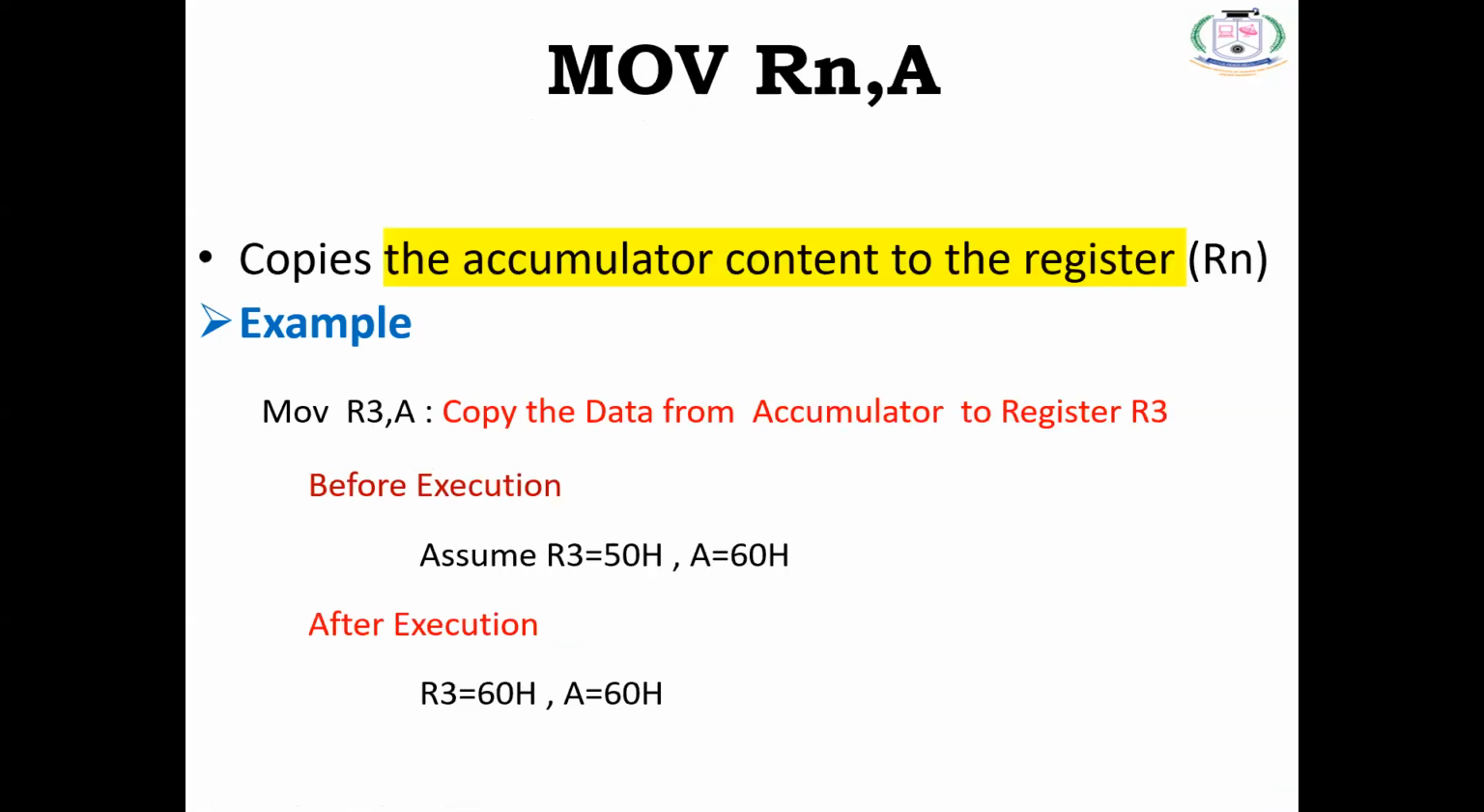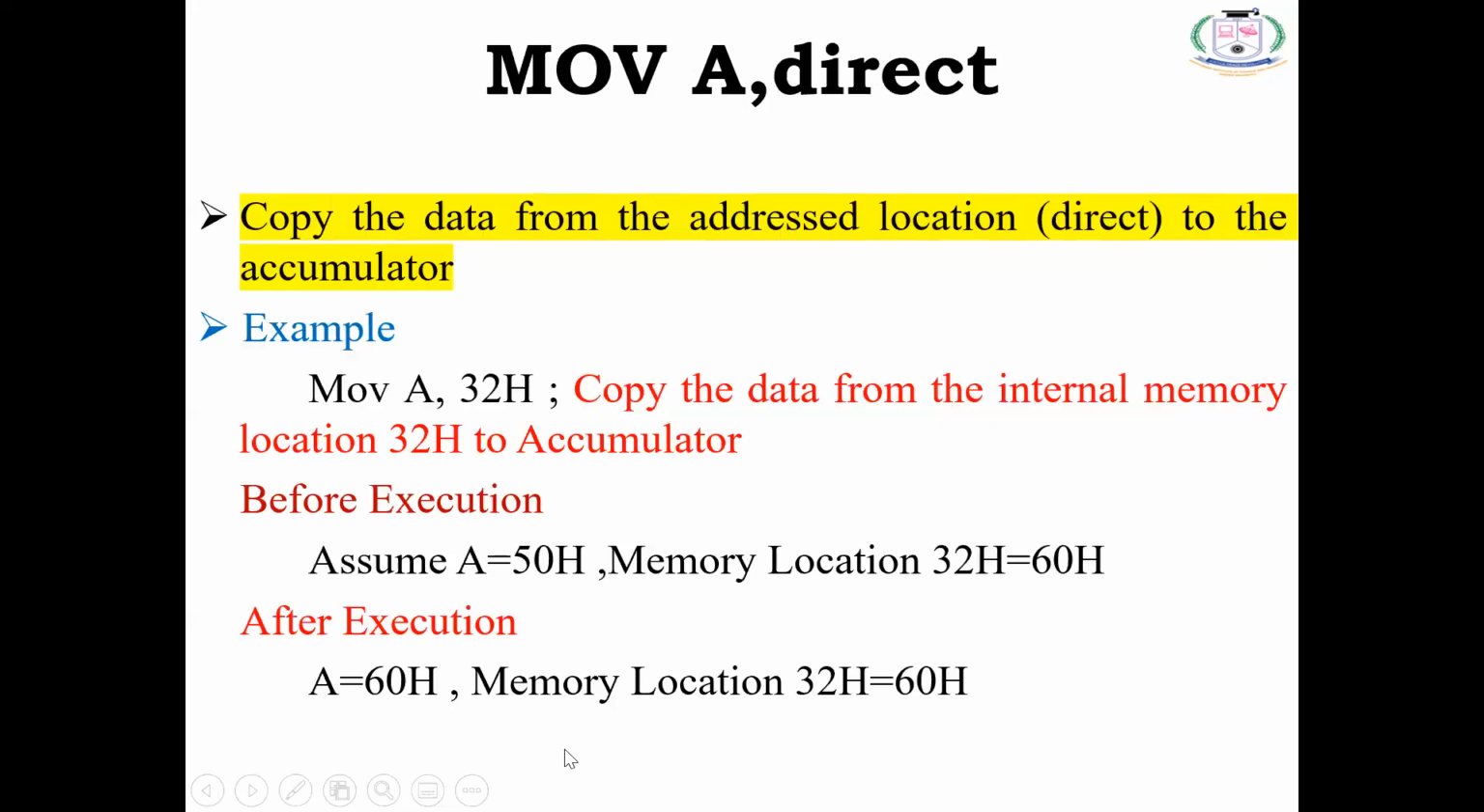Very good. Okay, then Afsar Maidin, register number 3. Yes, ma'am. Tell me this. MOV R3, comma A, ma'am. That means moving the accumulator to R3. So before execution, assume my accumulator content is 60. After execution, R3 is equal to 60H, ma'am. Yeah, very good.